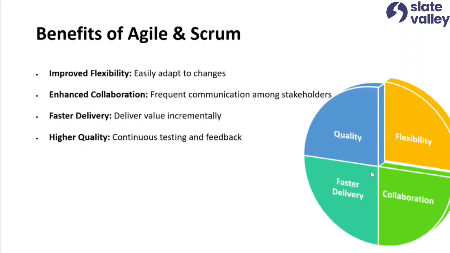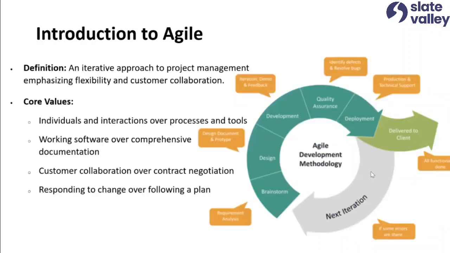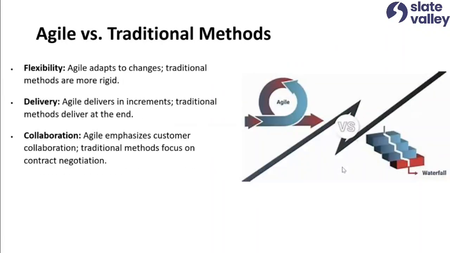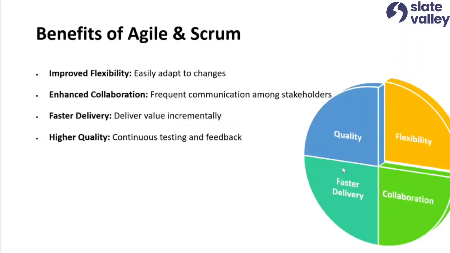The benefits of Agile and Scrum are improved flexibility, enhanced collaboration, faster delivery, and very high quality. If you see in this, the quality assurance happens every now and then, right? Every 2 weeks, you're checking quality. Whereas in traditional methods, verification or quality happens only once. So that's the reason in Agile, you get a better quality product.